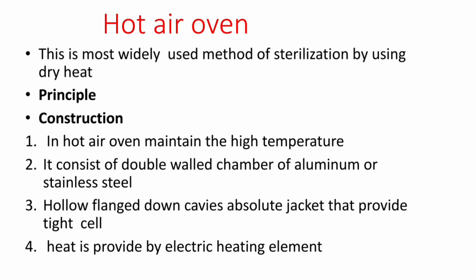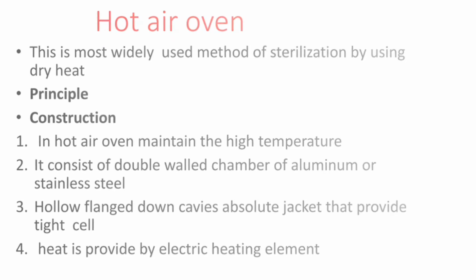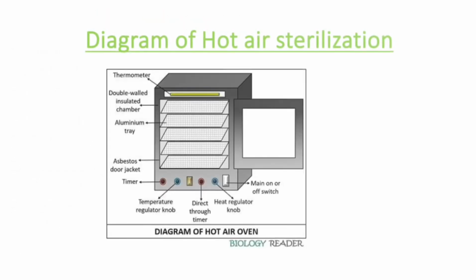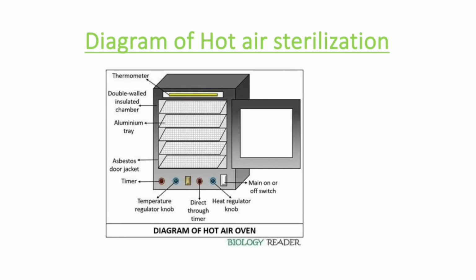The hot air oven maintains a high temperature. It consists of a double wall chamber of aluminum or stainless steel. Heat is provided by electric heating elements. Then we see the diagram of hot air sterilization. Here we see the diagram.